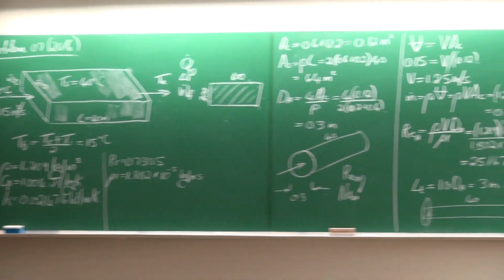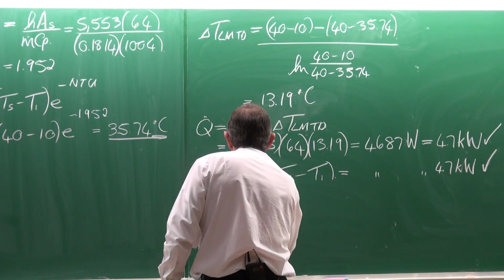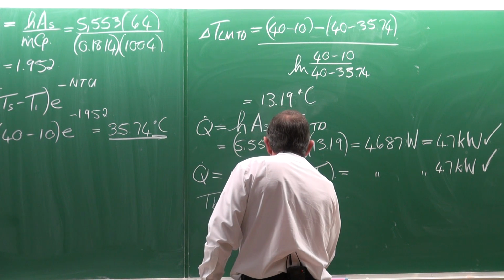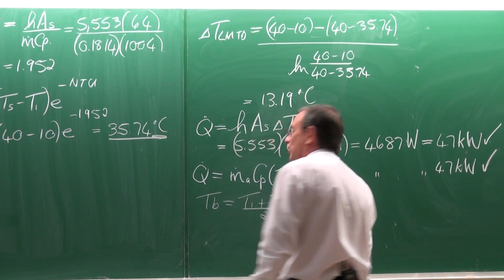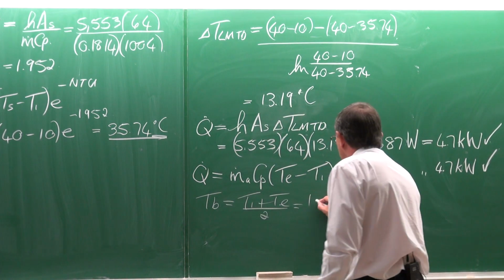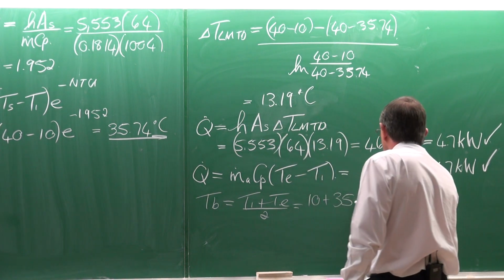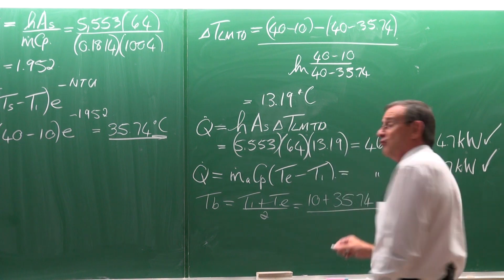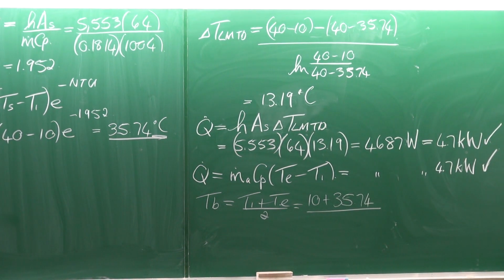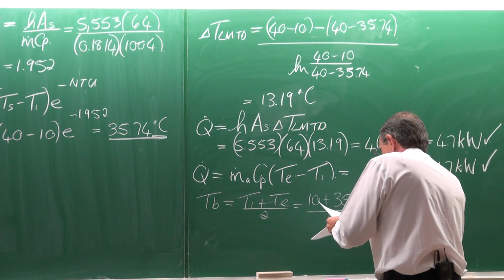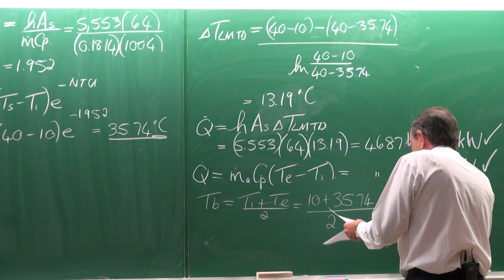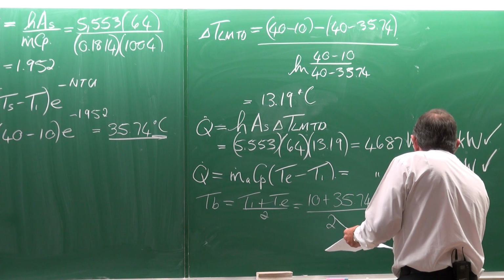Okay. So what we now need to do is get the new bulk temperature, which would be the inlet temperature and the outlet temperature divided by 2. Our inlet temperature is 10. Now we know our calculated outlet temperature is 35.74, although it was based on wrong values, which was maybe not that accurate, divided by 2, and that is 22.87.